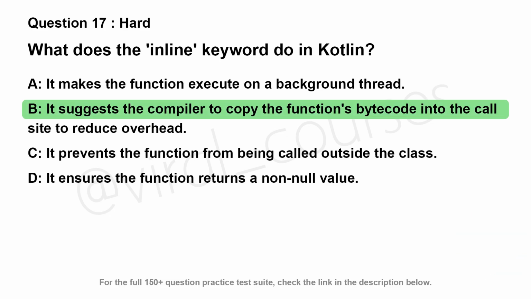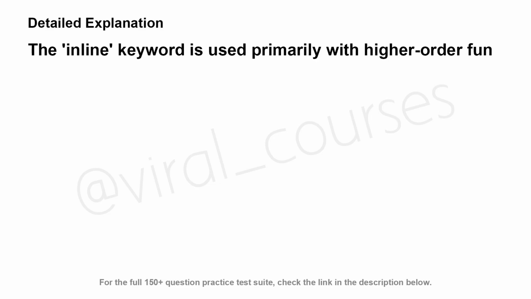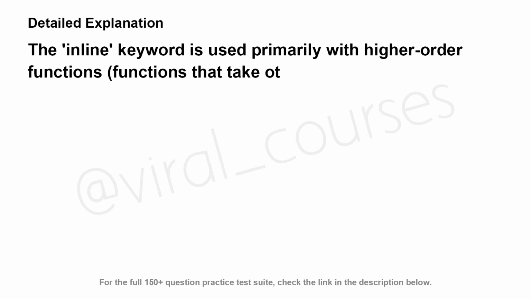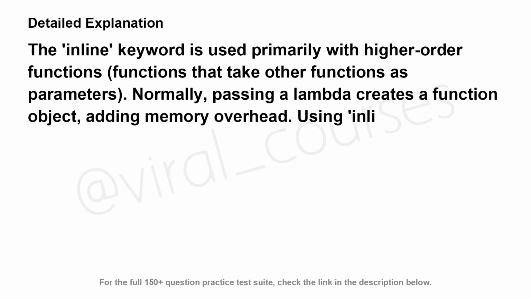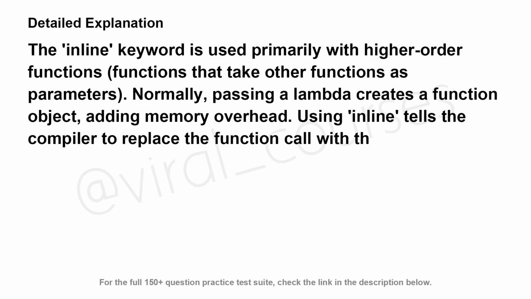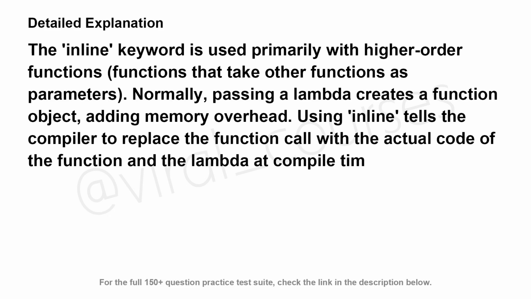The correct answer is B. The inline keyword is used primarily with higher-order functions. Functions that take other functions as parameters. Normally, passing a lambda creates a function object, adding memory overhead. Using inline tells the compiler to replace the function call with the actual code of the function and the lambda at compile time, improving performance.